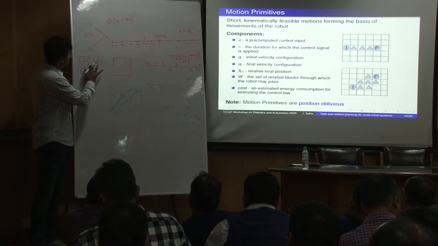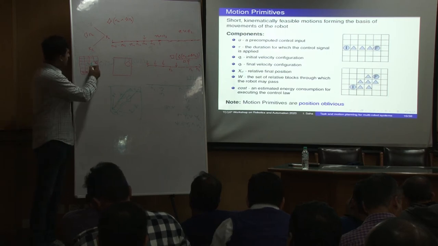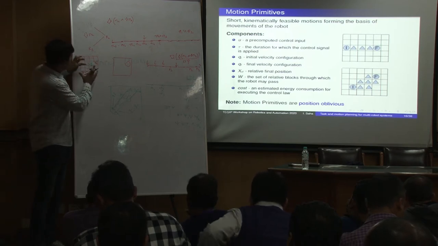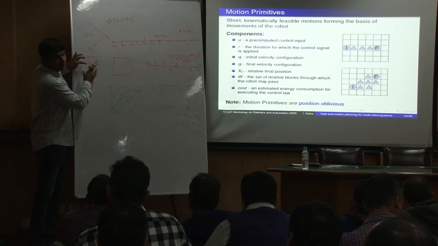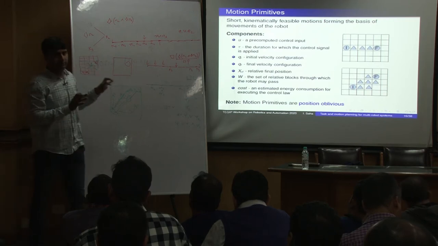I might want to make these primitives richer by adding diagonal movements. Still, it will be an approximation, right? So I will be missing some of the motions, but the idea is that I would like to capture the most representative set of motion primitives that will be useful to solve many planning problems, right?